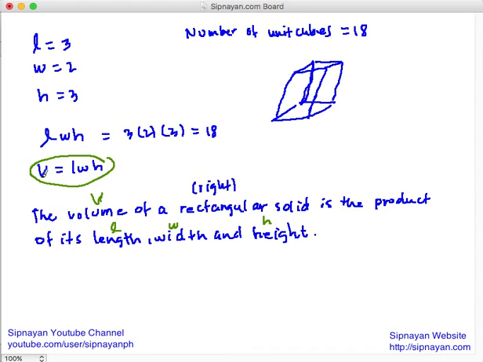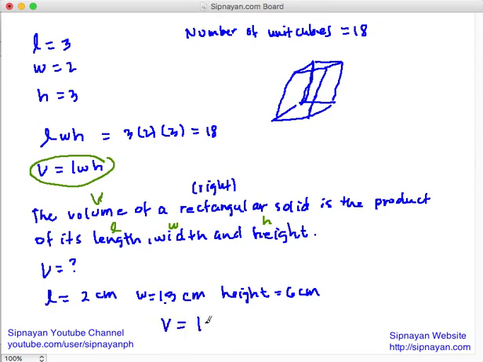And before we end, we'll have one more example. Halimbawa, what is the volume of a rectangular prism if the length is equal to 2 centimeters, the width is 1.3 centimeters, and the height is 6 centimeters. So ano yun? So volume equals length times width times height. So volume equals 2 centimeters times 1.3 centimeters times 6 centimeters. So volume equals, anong product nito tatlong to?